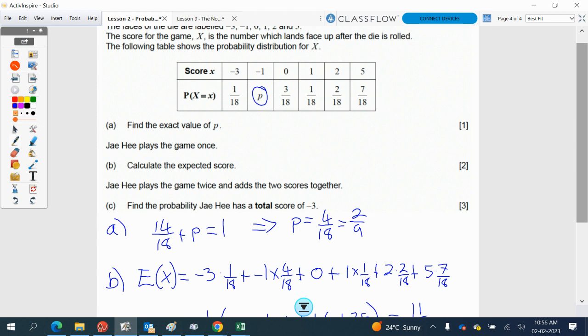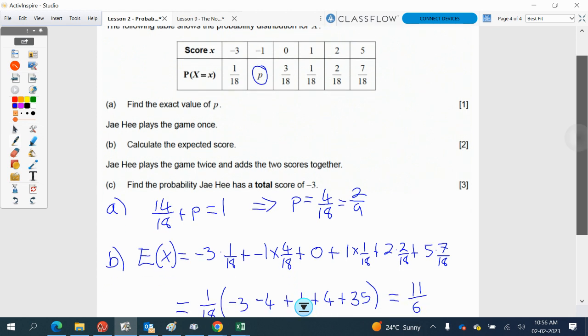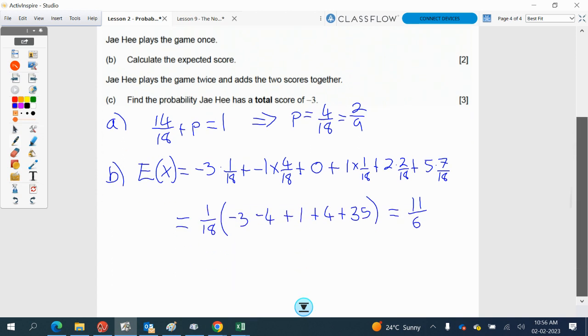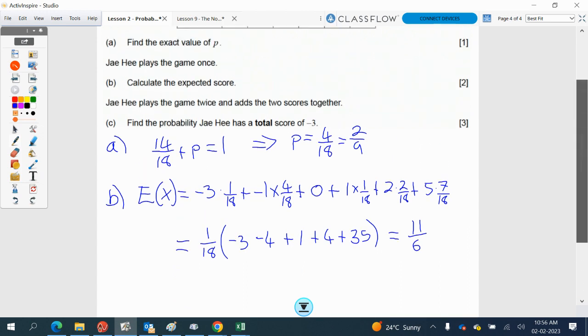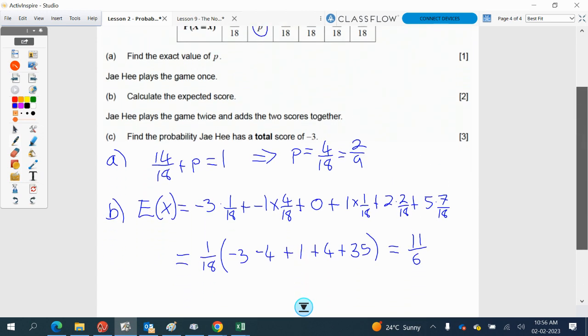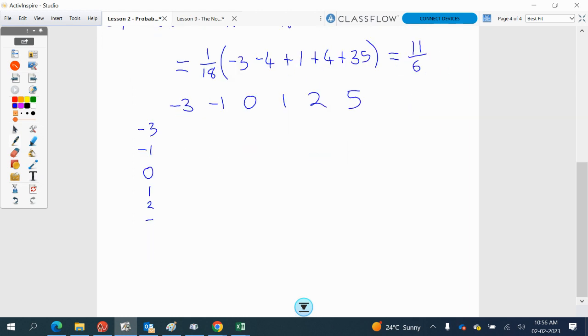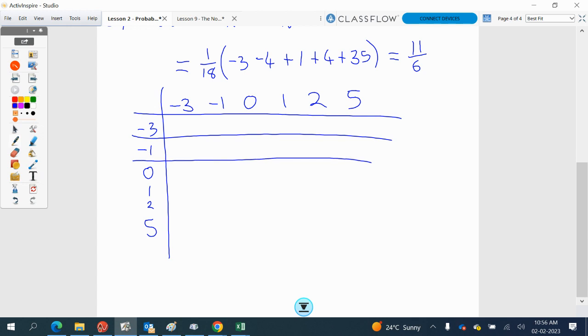So out of 324 outcomes, we're looking for, sorry, no, it's a 6-sided dice, there's 36 outcomes. There's 36 possible things that he can get. We could show this in a couple of different ways. Let me show it. So we've got -3, -1, 0, 1, 2, and 5. If we look at an outcomes diagram, it's going to look something like this.